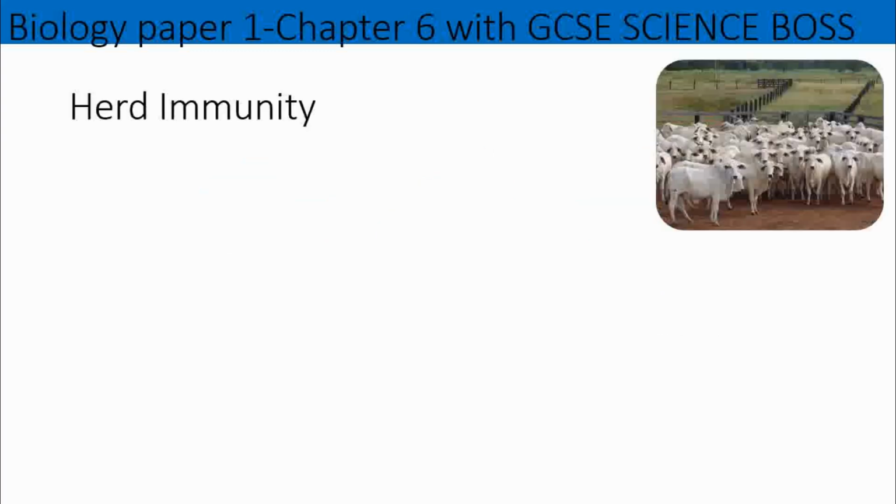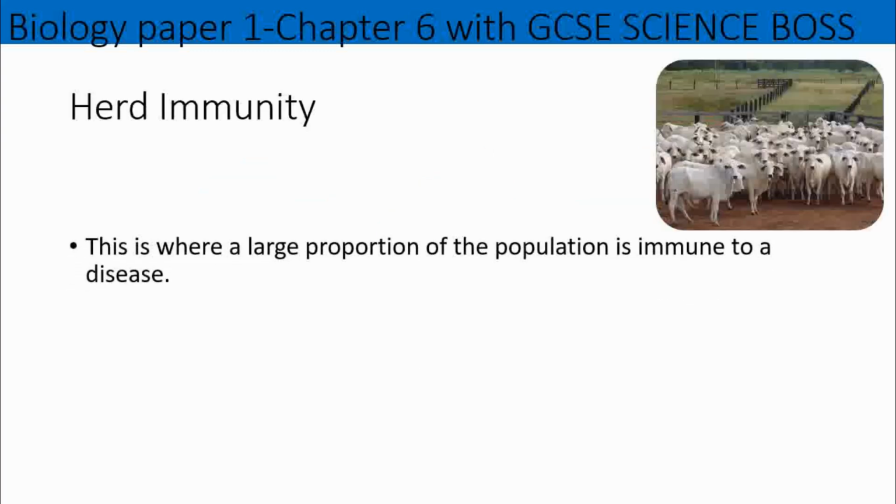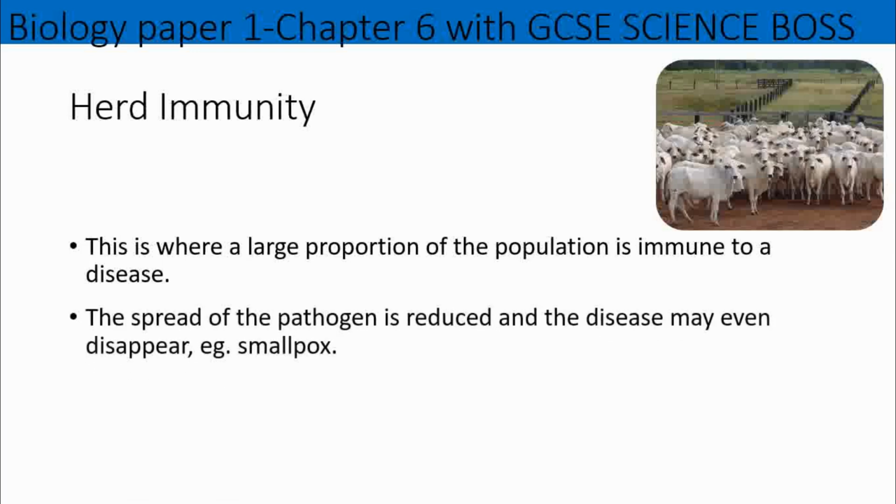Okay, good. Now, there's another term that you need to know, which is called herd immunity. Herd immunity is when a majority of the population, a large proportion of that population, is immune to disease, and therefore this prevents the spread of that pathogen. So it seemingly disappears within that population.